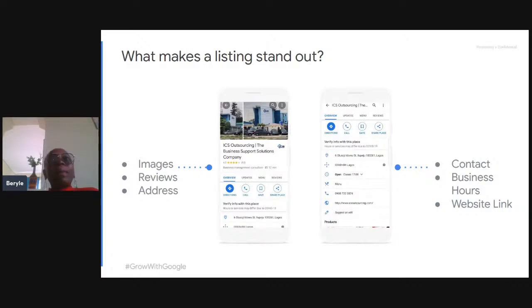Reviews are very important in terms of encouraging other potential customers to interact with your business and either the product or service that you're offering. All right. You also need to have your address. It's important to have your address. Where are you located? All right.